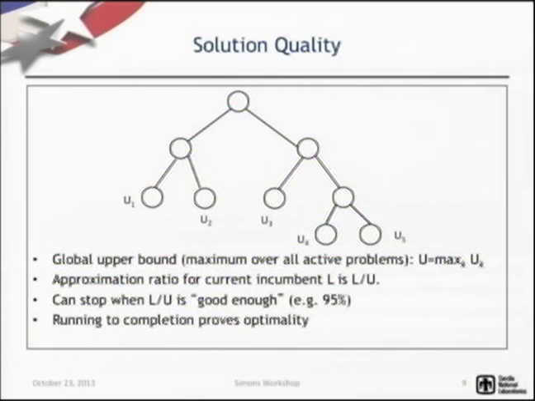One nice property about branch and bound is that you can always tell approximately how well you're doing, because the best solution you have in hand gives you a lower bound on the problem. And if you look at the set of open problems in the search tree, called the frontier, the maximum upper bound gives you an upper bound on the whole problem. And so in general, you can stop the solution early if you have a relative gap that you're happy with, say 95% of the best solution.